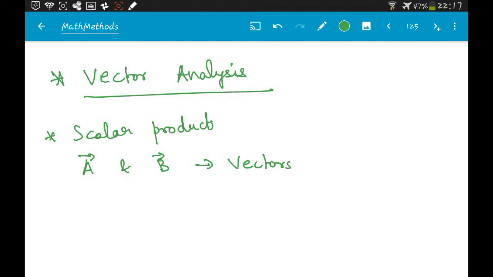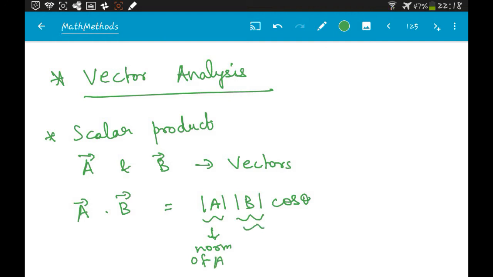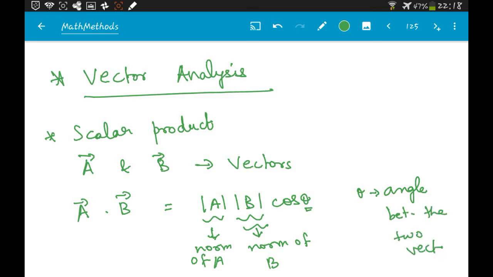If you have two vectors and you want to get their scalar product, you have to do A dot B, and this is nothing but the norm of A, the norm of B, into cos theta. This is called the norm of A, and this is the norm of B. And theta is the angle between the two vectors. So this is your angle theta.